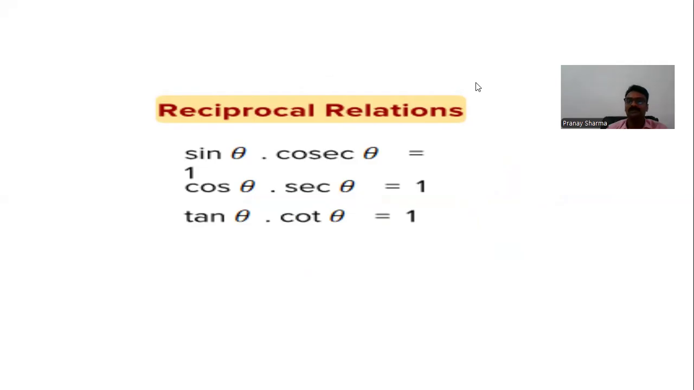So this is something that comes under reciprocal relations. I told you what they are. Sine into cosec will give you 1. Similarly, cos into secant will give you 1, because both are reciprocals of one another. Fine. Tan and cotangent again give 1.